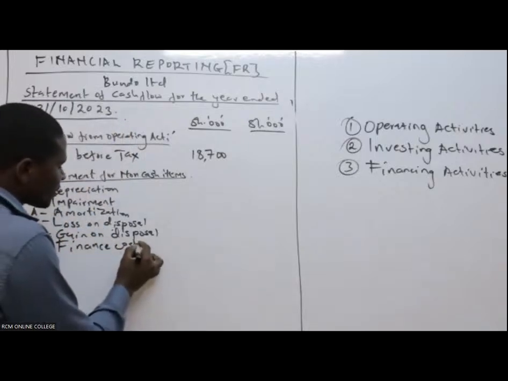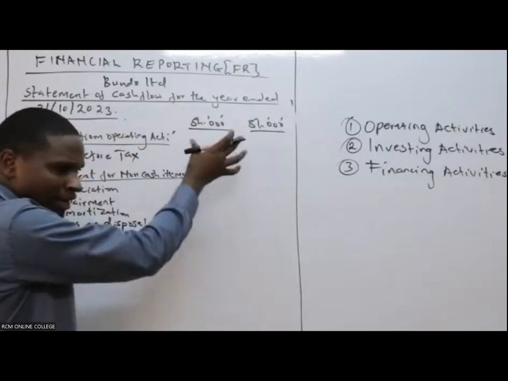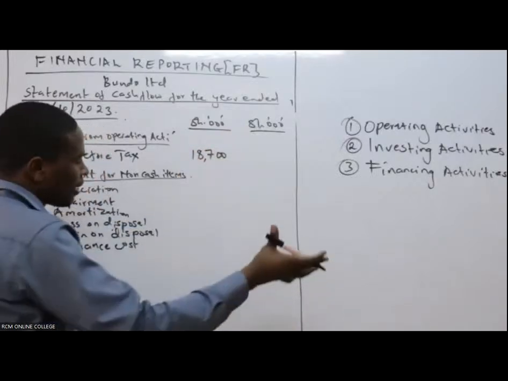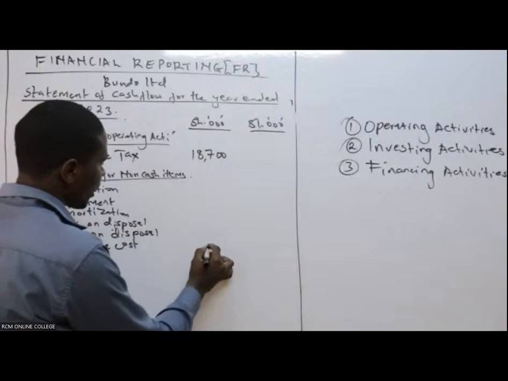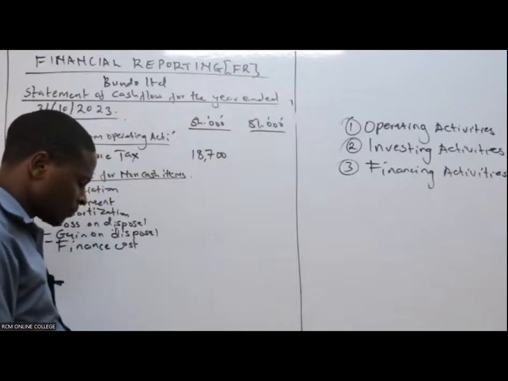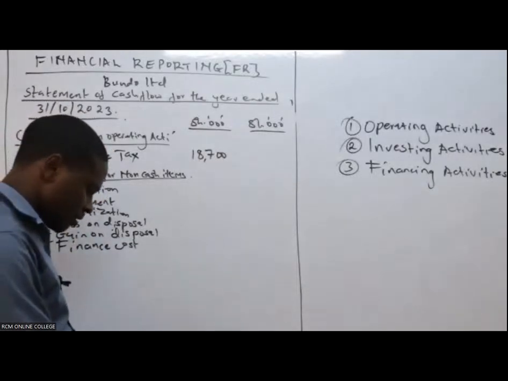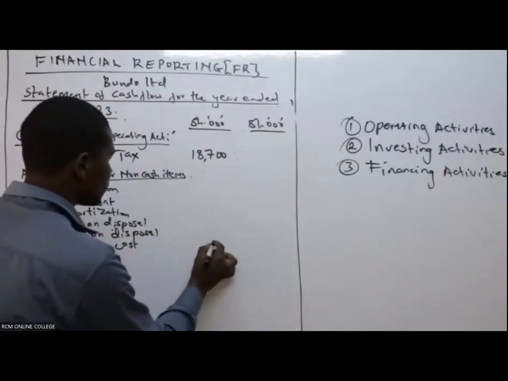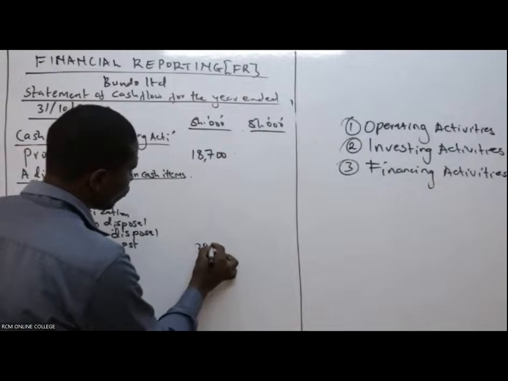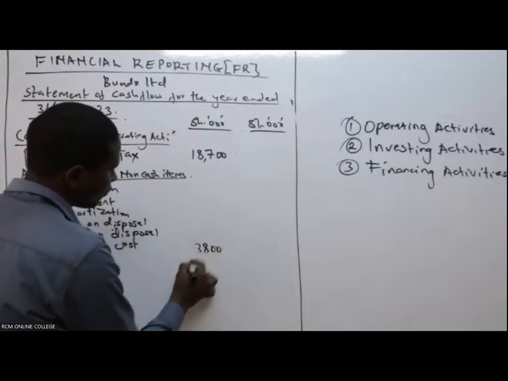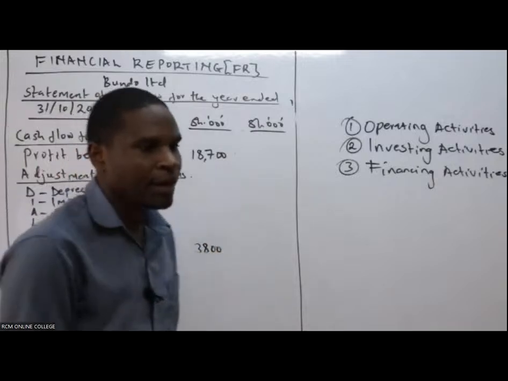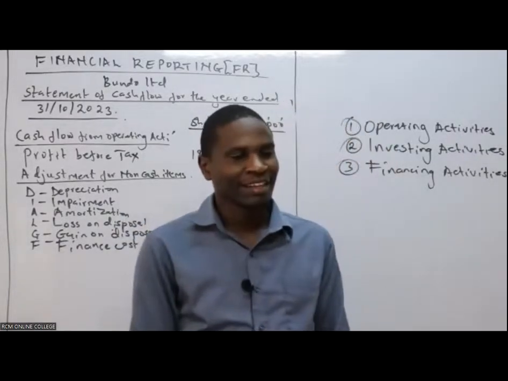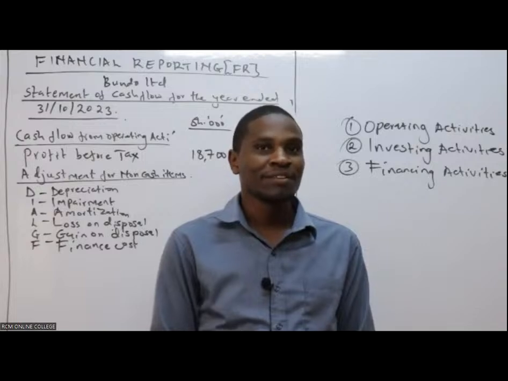Therefore, if it was subtracted for us to arrive at this, to adjust it to its original position we have to add it back. Finance cost, we have to add it back. Finance cost ni ngapi? Is it 3,800? 3,800. Finance cost is 3,800, and we have to add it back. That is very, very nice.